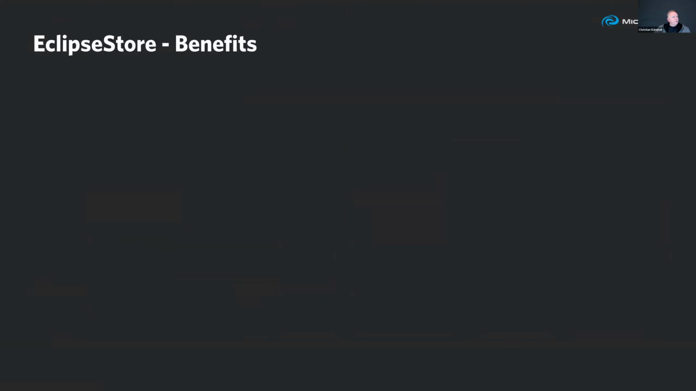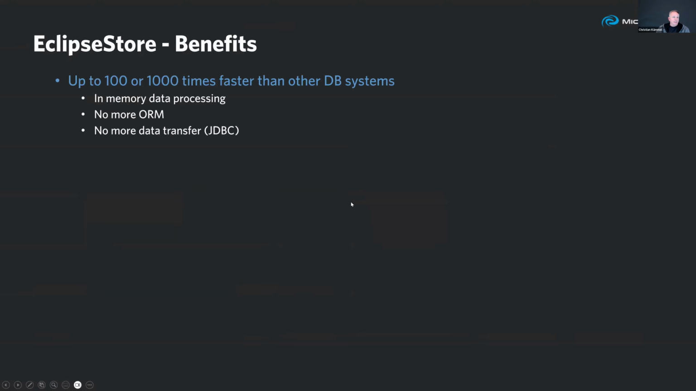Okay, what are the benefits of EclipseStore? Why should you use EclipseStore at the end? So the point is, EclipseStore is up to 100 or 1,000 times faster than other database systems. I could say this because I knew it, and in some parts you will understand why it is that fast. First point is, most of the time we are working with in-memory data processing. That means whenever you access the data, it is in memory, and this is the fastest way of working with data, and that's also the reason why it is that fast.